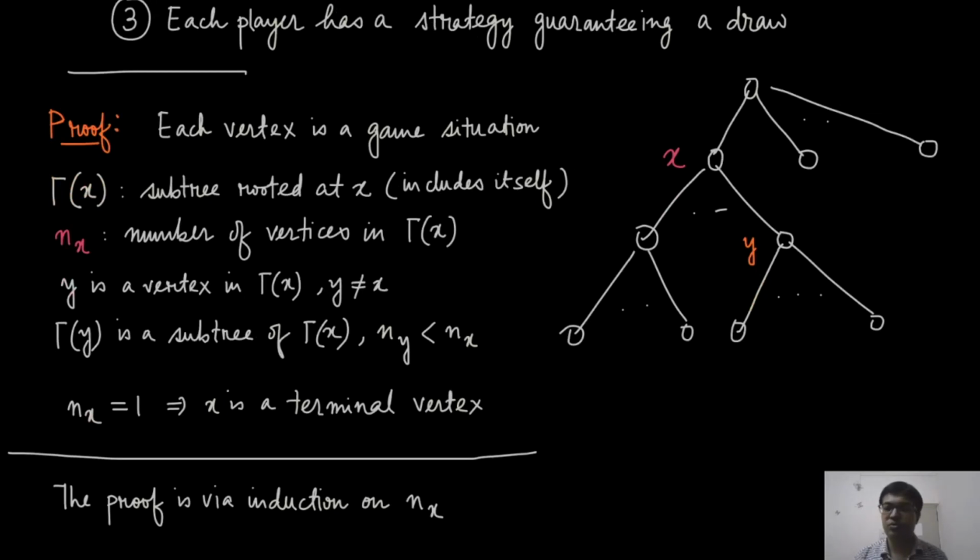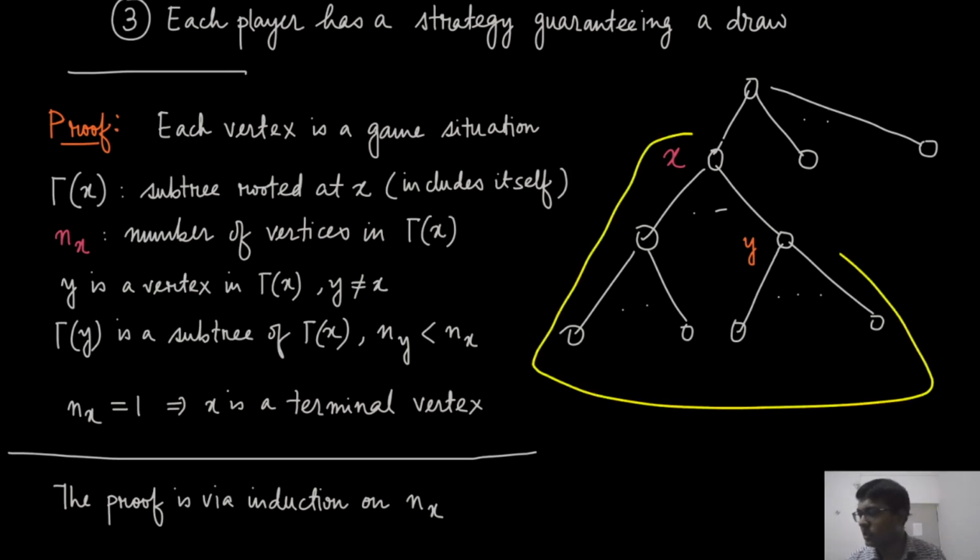So just to visualize it as we go along, let us also consider a game tree as we discussed last time. Each vertex in this game tree is a game situation. Now it needs some additional notation. Gamma of x is the subtree that is rooted at x. So the whole subtree starting from here is denoted by gamma of x. And this also includes the node itself, and nx is the number of vertices in gamma of x.